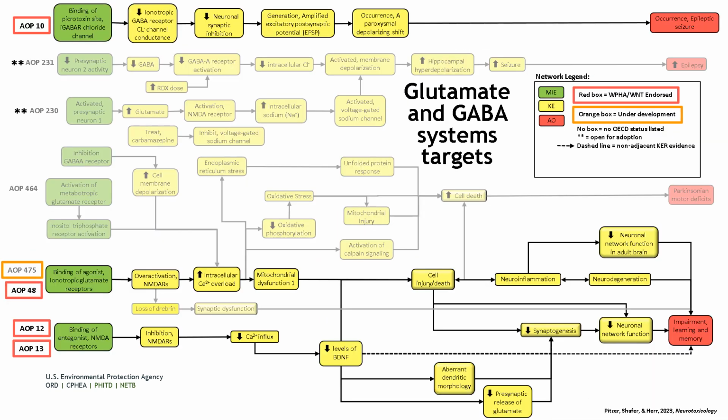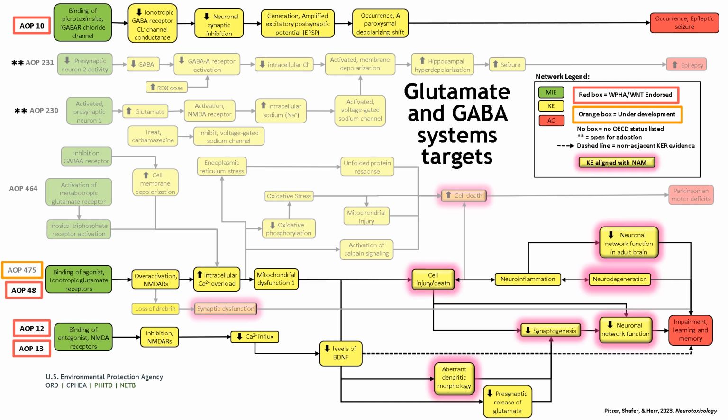We did find that the key events that align with the in vitro assays, many of which are found when perturbing these major neurotransmitter systems in the brain. Here I have a network of AOPs focusing on molecular initiating events targeting the main excitatory and inhibitory neurotransmitters, glutamate and GABA.